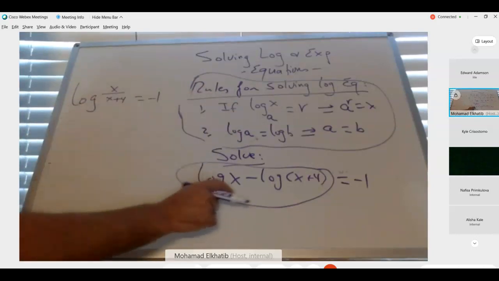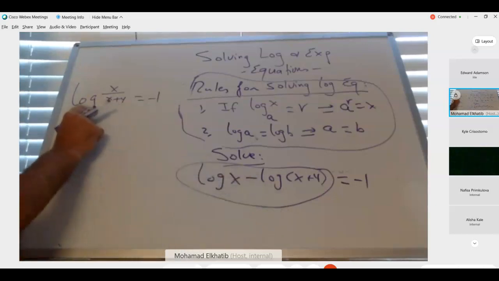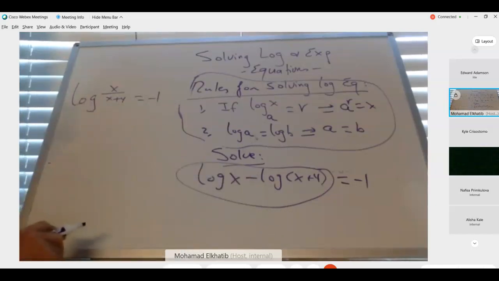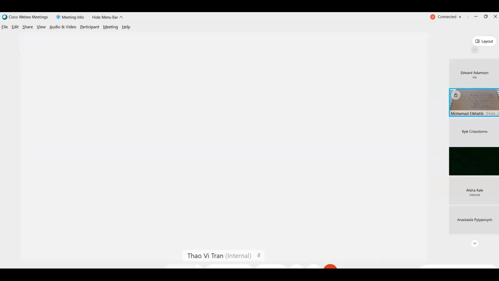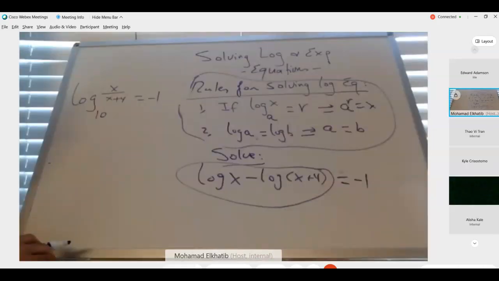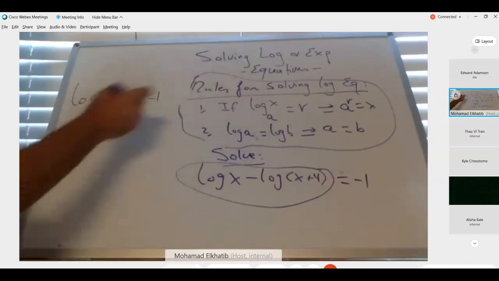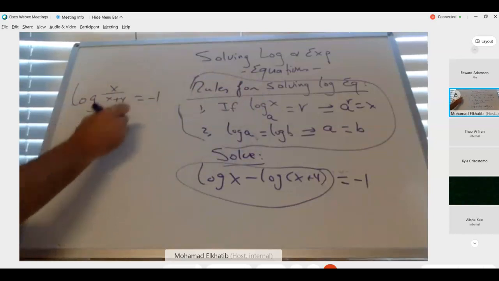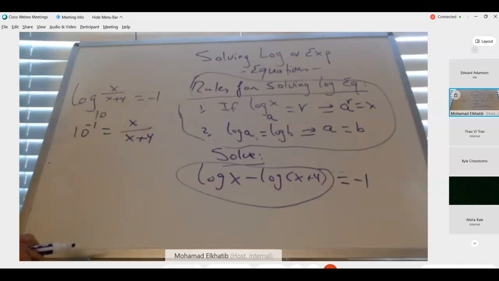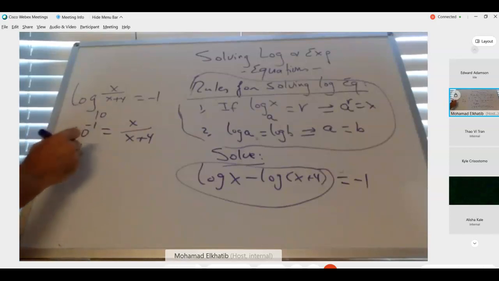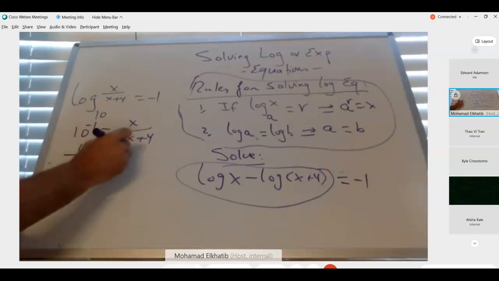But I don't see the base in this problem. If there is no base, who can tell me what the base will be when it's not there? Base is 10, remember? Because base 10 is very popular, we don't need to write it for you. Now I use the definition. It says 10 to the power -1 equals x over x plus 4. But you guys need to know in algebra that any number raised to a negative power is 1 over the number raised to a positive power.